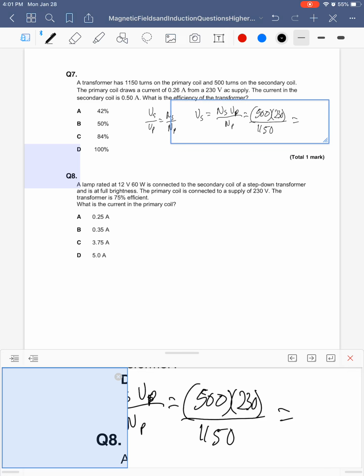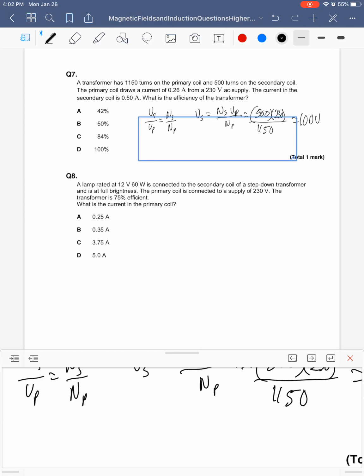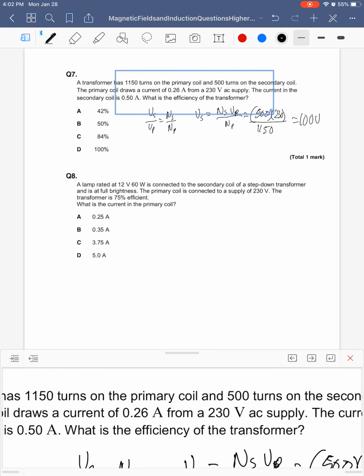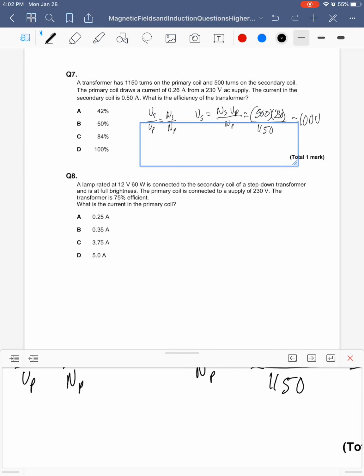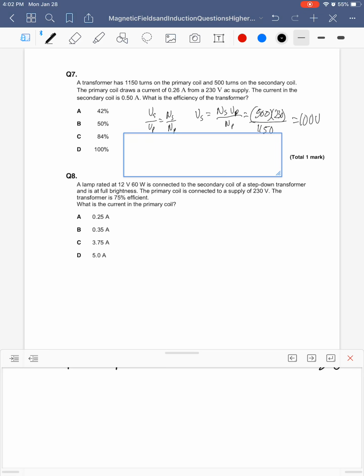That's not right. 500 times 230, divided by 1150 is 100 volts. Step down transformer, so sanity check there. So I am lower, that's what I'm supposed to have. That was what gave me pause, is that my calculator spat out a number that was bigger.